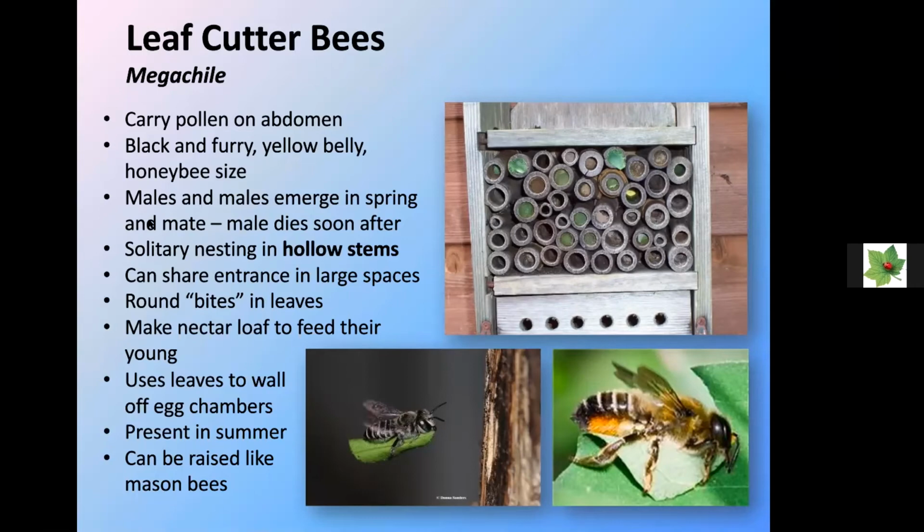The mason bees like a very particular size hole for their little tubes. And you'll see, like I said, the little hole punch or a little round bite in the leaf. They will just cut this perfect little tiny shape out. They make little nectar loaves to feed their young, and they are present in summer. So our mason bee is from February to June, and the leafcutter bee comes out about June or July through, I think, end of August or so.